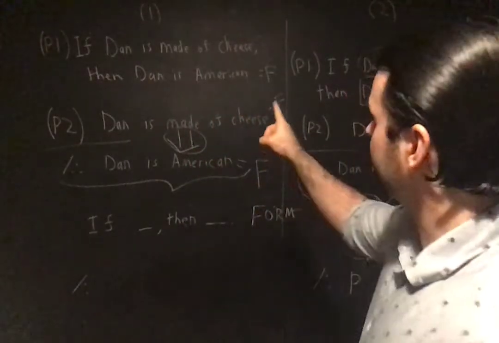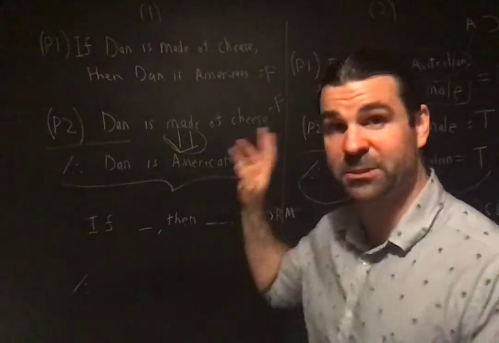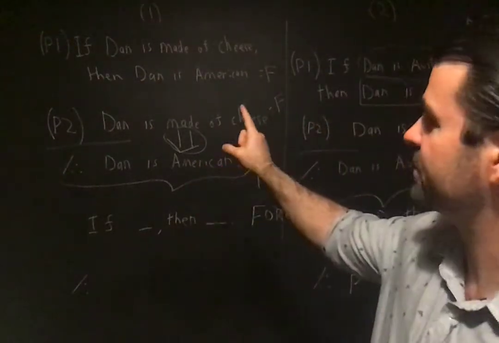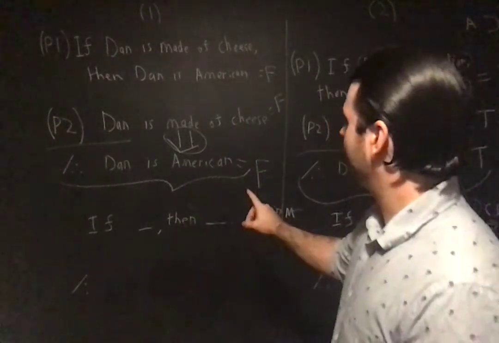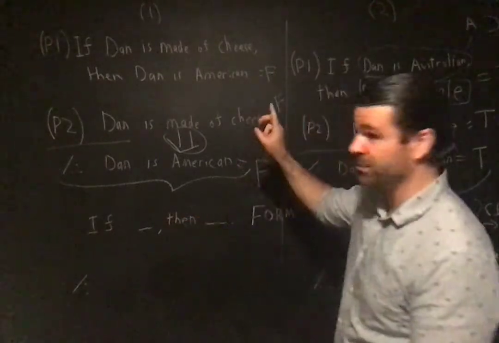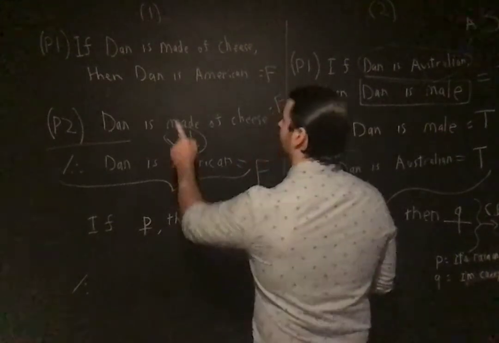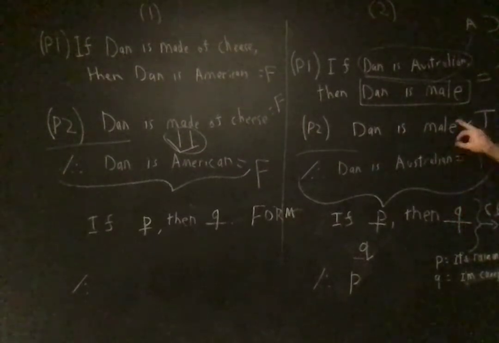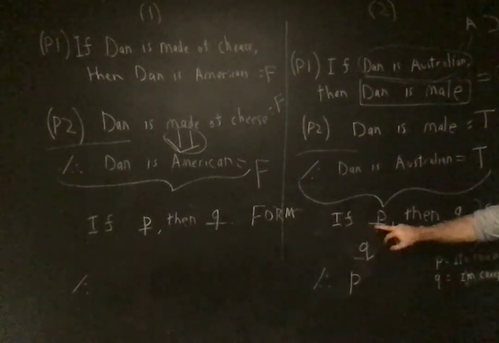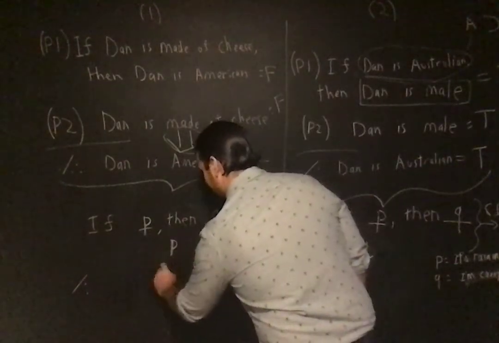Okay, compare this one here. This argument we said was valid, even though the premises are false and the conclusion is false. If Dan is made of cheese, then Dan is American. Dan is made of cheese, therefore Dan is American. Here you've got an if-then statement again, but here it's also if P then Q, but the second premise over here was the consequent of the conditional. This is if P then Q, Q, then P, but this is if P then Q, P, then Q.